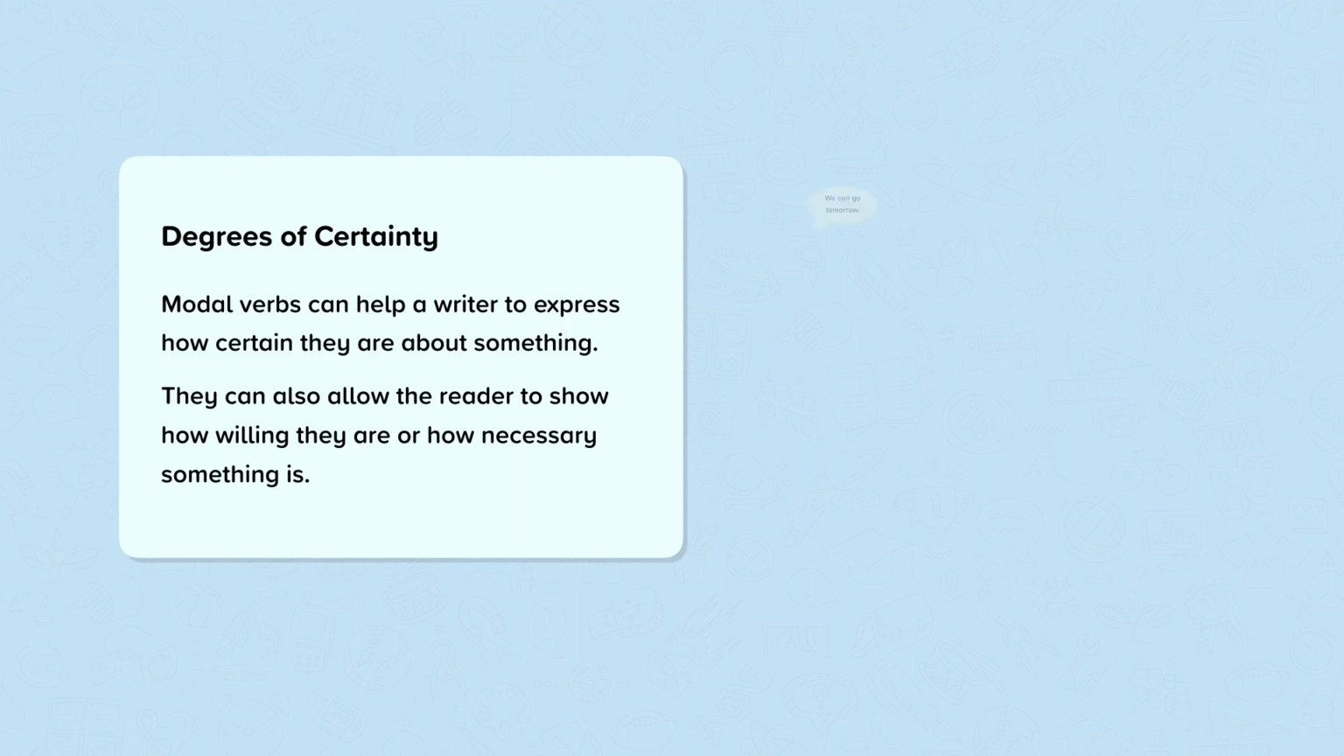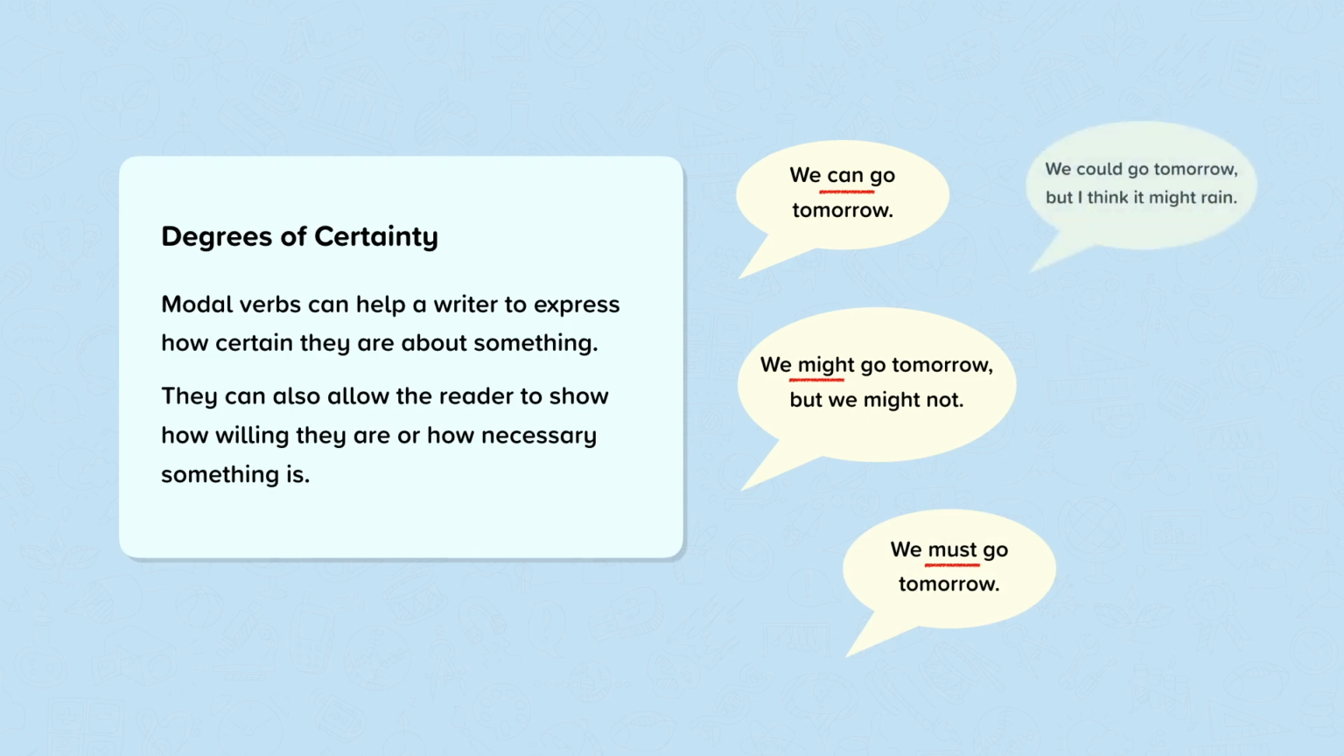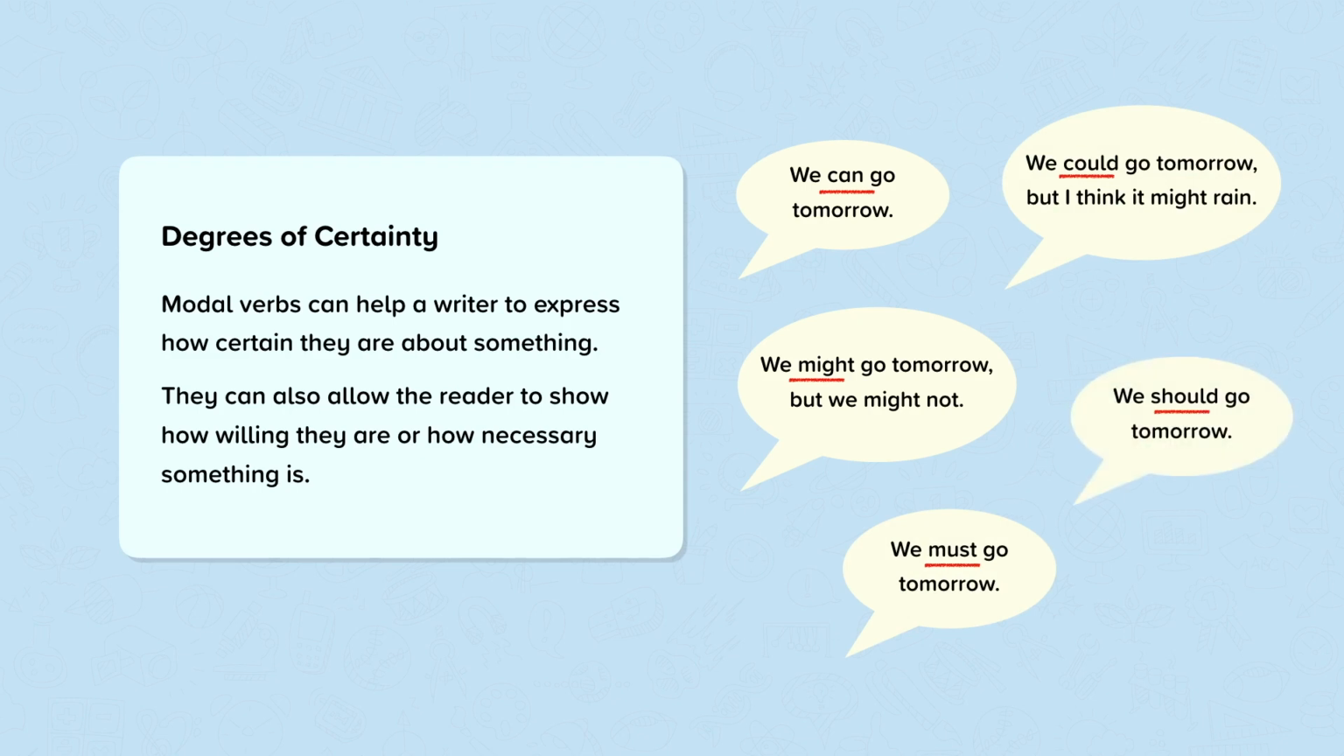For example, we can go tomorrow. We might go tomorrow, but we might not. We must go tomorrow. We could go tomorrow, but I think it might rain. We should go tomorrow. These all express different certainties of whether or not we will go tomorrow.